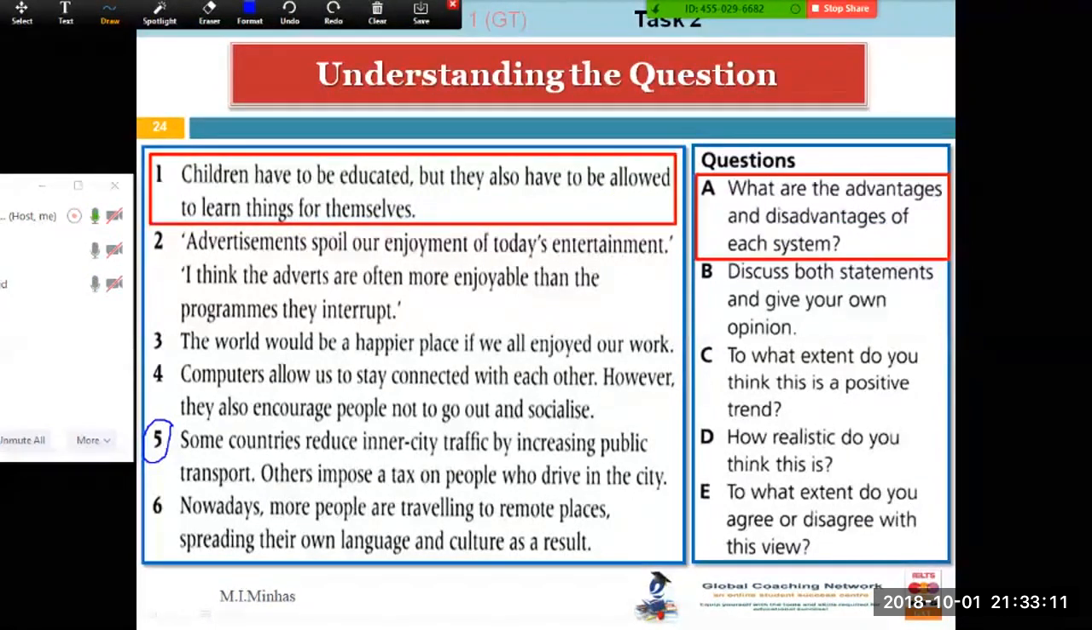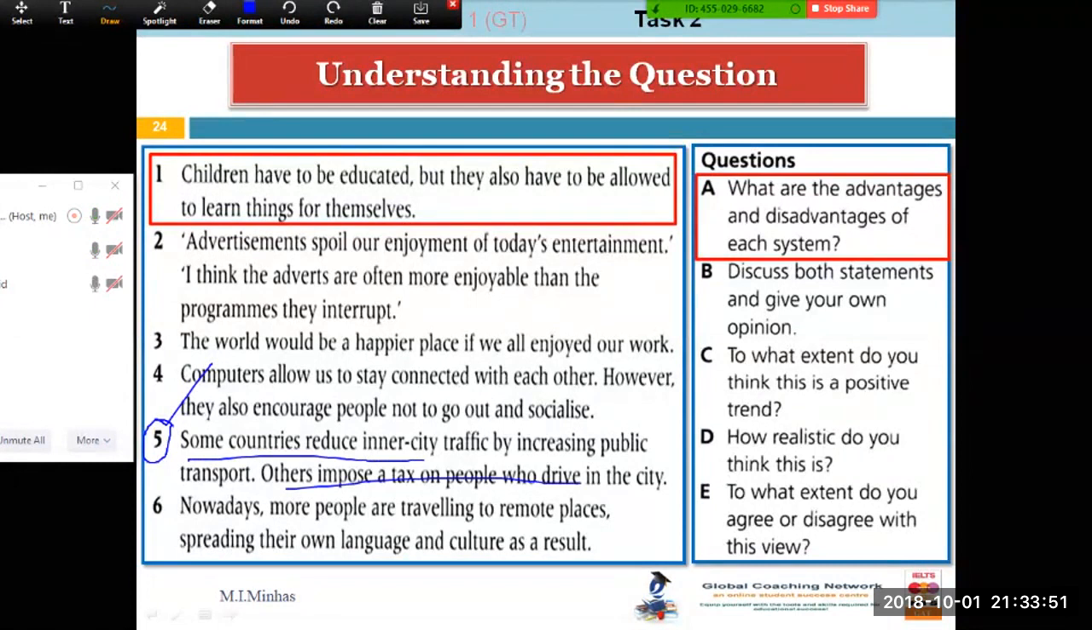Halima, I want you to read it, please. If you have any problem, I can ask Rida for that. But if you can read, please do read. Some countries reduce inner city traffic by increasing public transport. Others impose a tax on people who drive in the city. Now you see, these are two systems followed by two countries to reduce the inner city traffic.